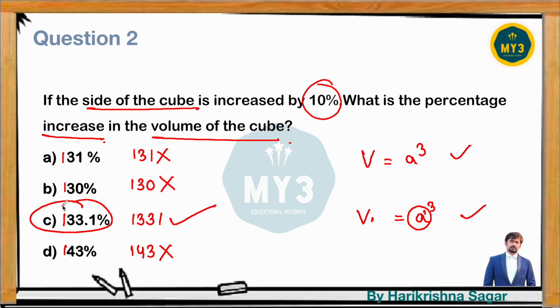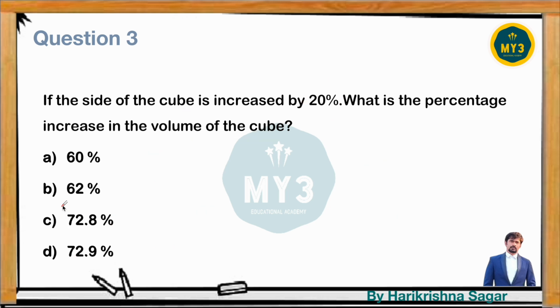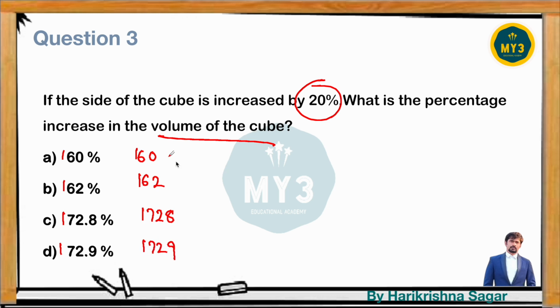Like that you can see the applications. In a similar question, the side length is increased by 20%. What is the percentage increase in the volume? Look at them. A 60% increase means the final value will be 160, 162, 172.8, or 1728. Look at these numbers carefully. Which number is a cube number? 1728, which is 12 cube. So the answer must be this. Eliminate the other options.